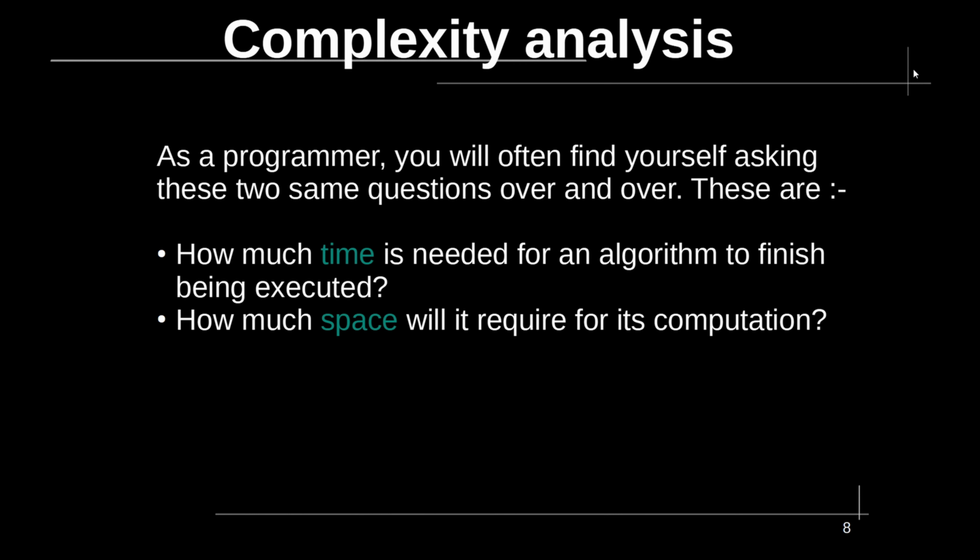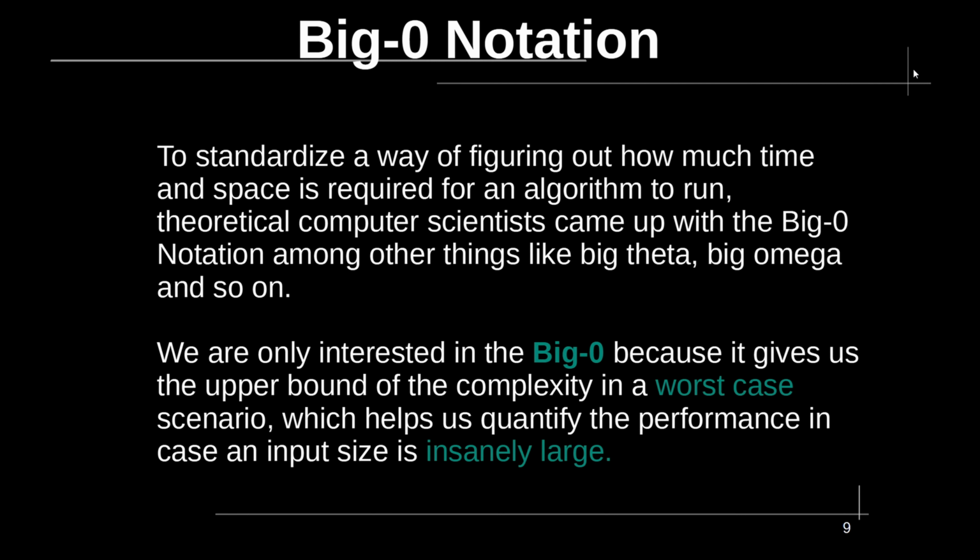Similarly, if your program runs in a constant time but requires a space equal to the sum of a really large space, gigabytes, then your algorithm is also useless. Then that's when the big O notation comes into place. To standardize a way of talking about how much space and time is required for an algorithm to run, theoretical computer scientists invented the big O notation, among other things like the big theta, big omega, and so on. But we are only interested with the big O as it tells us about the worst case and it also indicates the upper bound of the function.